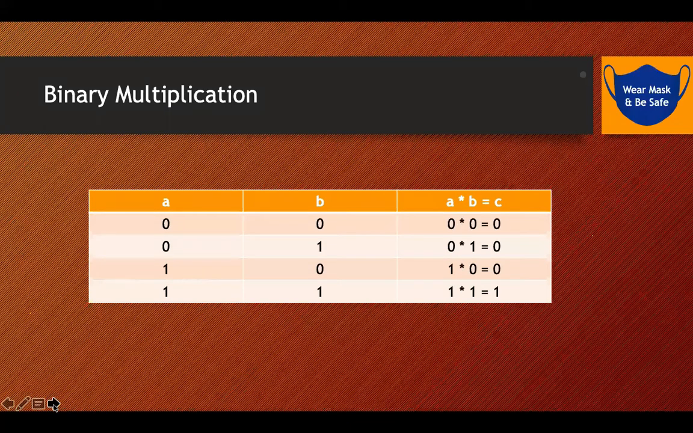Now, when we are moving towards binary multiplication, we have to follow this particular table. When we multiply binary digits, 0 into 0 equals 0. 0 into 1 equals 0, because 0 multiplied by anything equals 0. 1 into 0 equals 0. 1 into 1 equals 1. This is the rule that we have to follow.